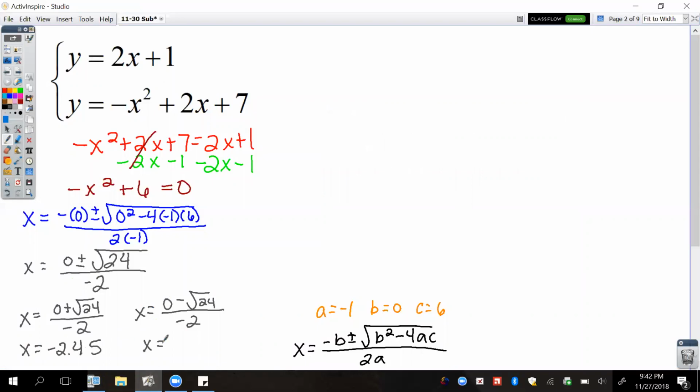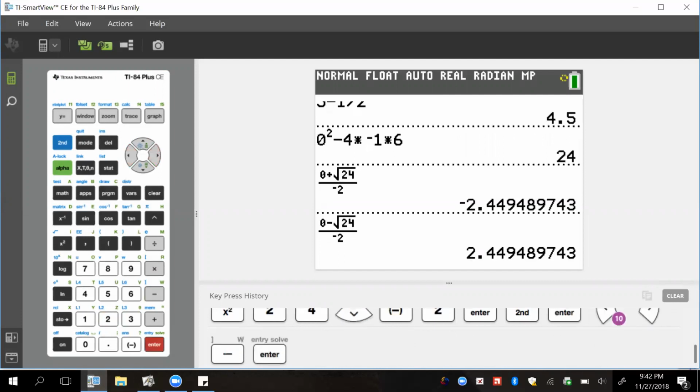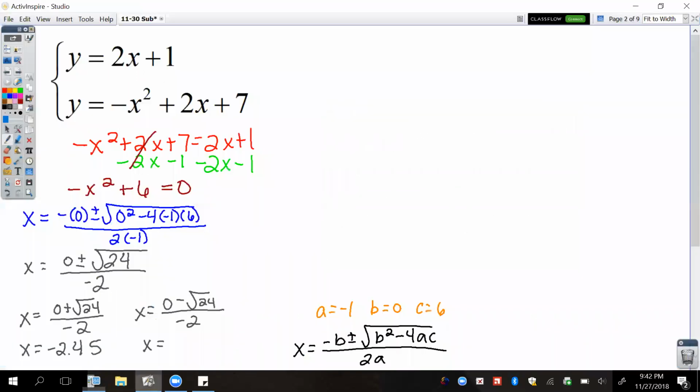Now we're going to do the same thing for the other x. The shortcut is just to hit second, enter. Go back, and we're going to change that plus to a minus. Hit enter. And now we have a positive 2.45. So that gave me my two x values.